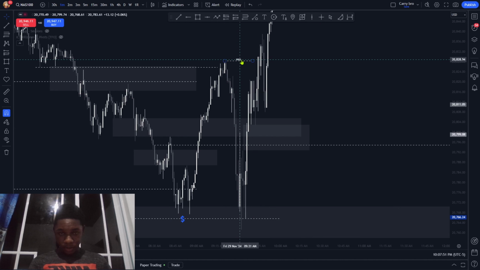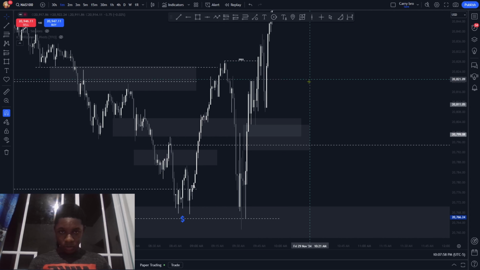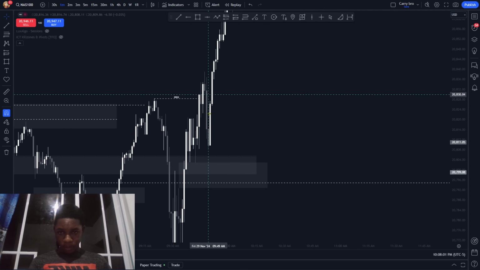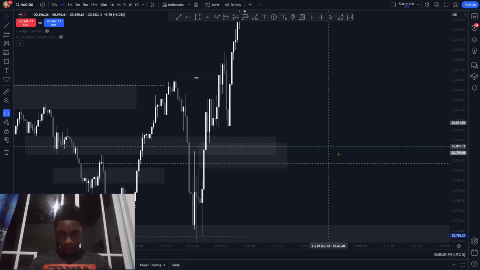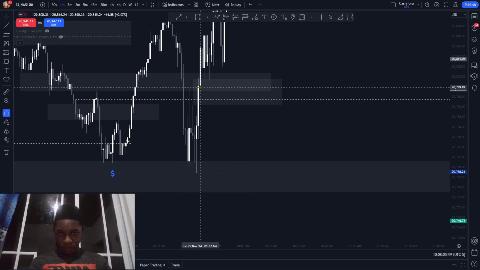So again, we have our market structure shift here. Right there. Came back down. No fair value gap, no fair value gap. Our only fair value gap is this right here with a breaker. So this would be ideal entry for me and my fellow traders. TP still be the same, stop loss would be a bit bigger, respecting this breaker. Maybe here.